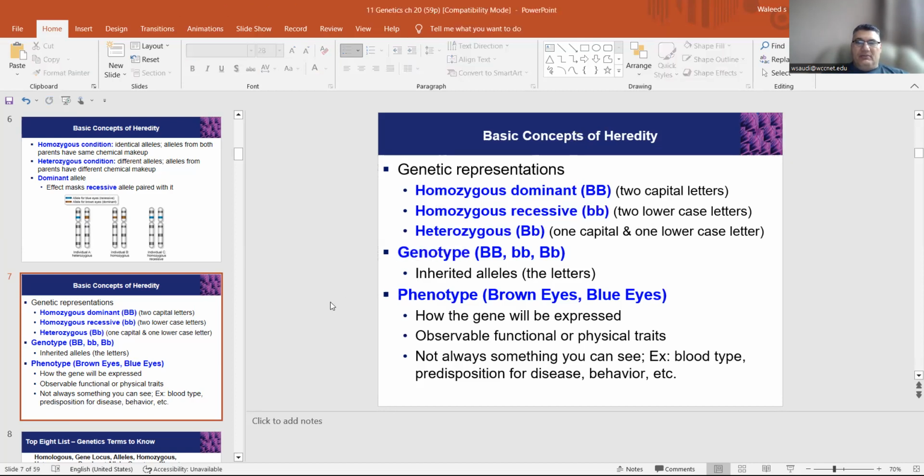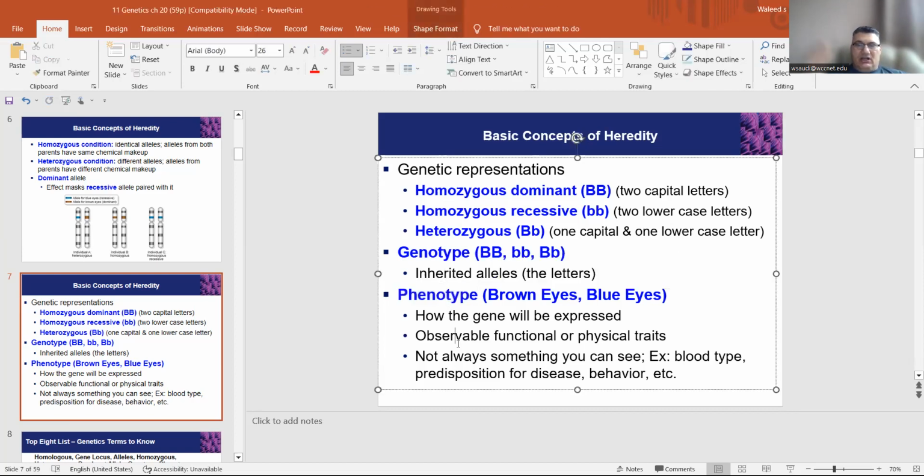So if I tell you my eyes are blue, what's my phenotype? You just said your eyes are blue. This is phenotype. If I ask you what's my genotype, you say it's bb, lowercase, recessive, homozygous recessive.